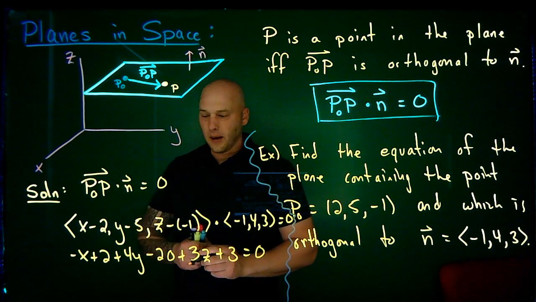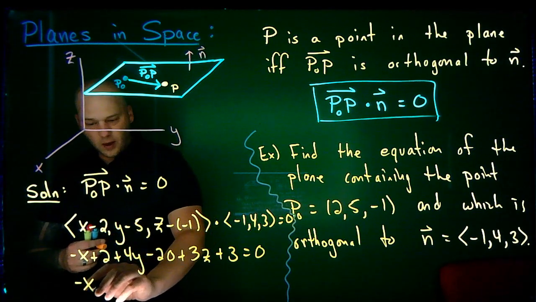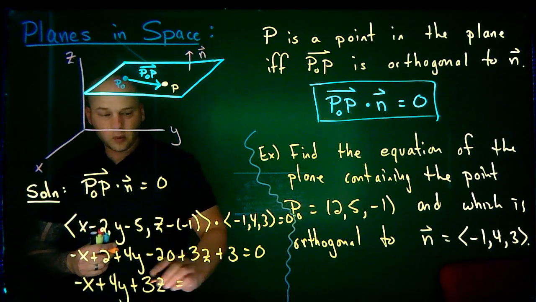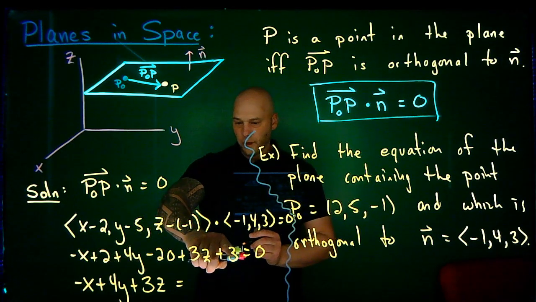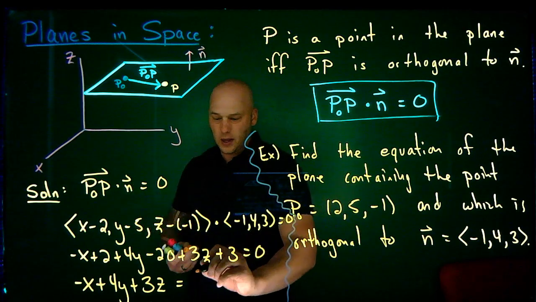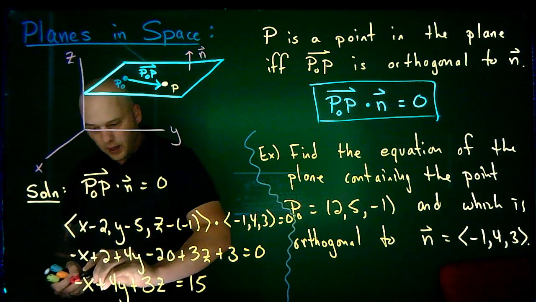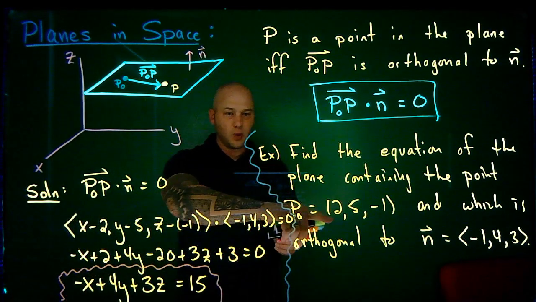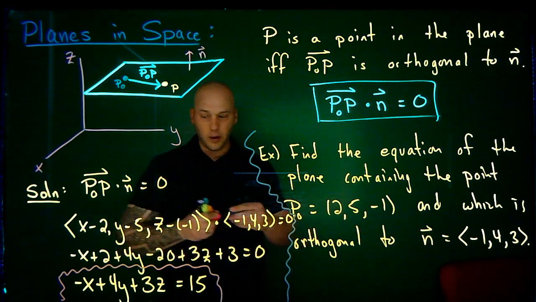And now let's clean that up. Well, there are no like terms for the x, y's, and z's, so I'll just record those first. So negative x plus 4y plus 3z is equal to, and then if I take all the constants, I've got 2 and 3, so there's 5, and then negative 20, that'd make that negative 15, and then if I add that to the other side, I'm going to get equal to 15. This right here then is the equation of the plane that passes through the point 2, 5, negative 1 and has normal vector negative 1, 4, 3.